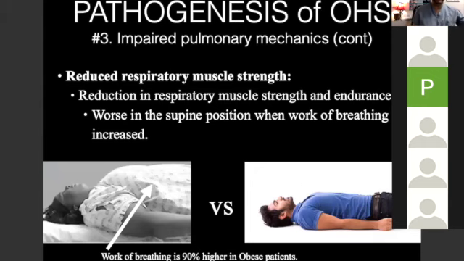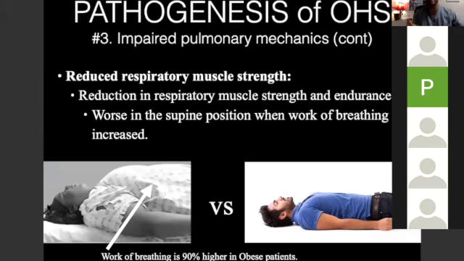So continuing to talk about impaired pulmonary mechanics. We have reduced respiratory muscle strength. We have a reduction in respiratory muscle strength and endurance, worse in the supine position when work of breathing is increased. So remember, look at these two pictures. Which one's going to be easier to breathe, right? So 90% increased work of breathing. So reverse Trendelenburg will help you there. And obviously, if you can give a little BiPAP, that will also improve. But this is another reason why the OHS patient can't get rid of their CO2.